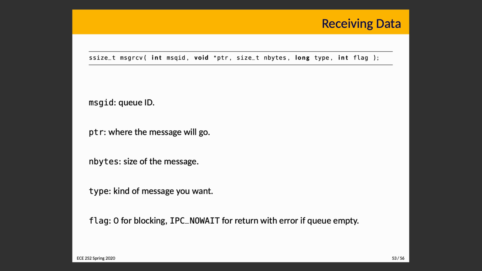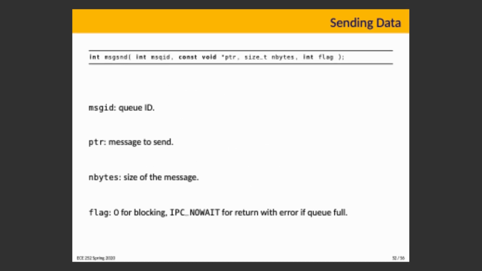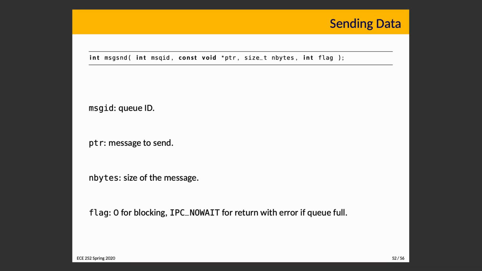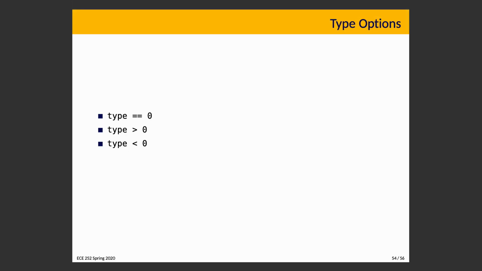And the second last argument, type, allows you to specify what kind of message you want. So this is why there is this long M-type requirement here: you can send lots of different messages into the same queue, but when you are dequeuing, you can specify, I want a particular kind of message, or at least a particular category of message.